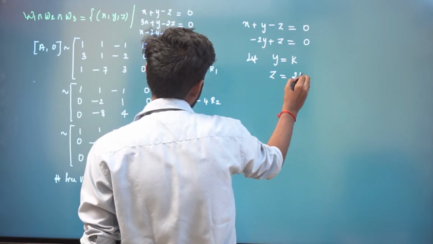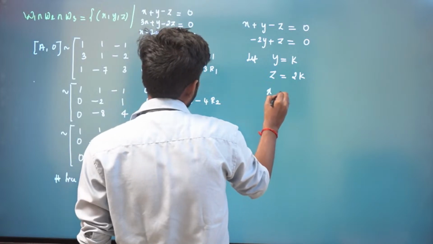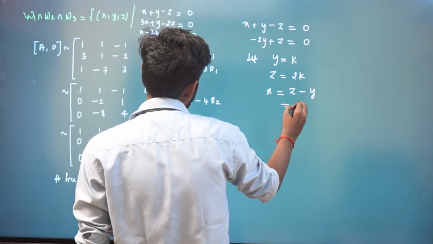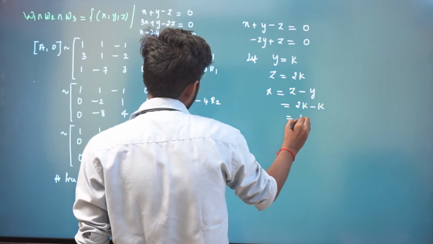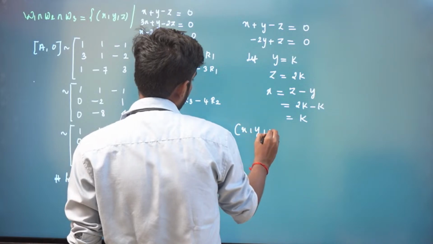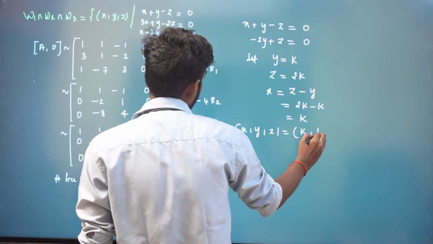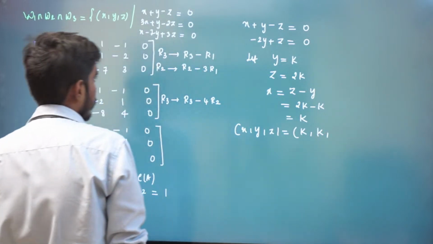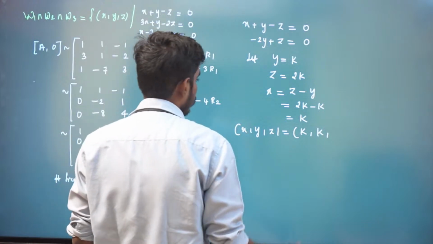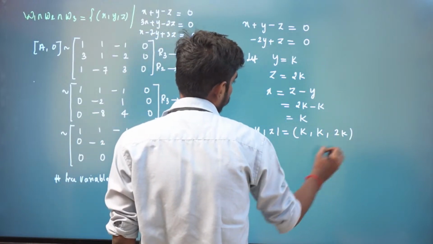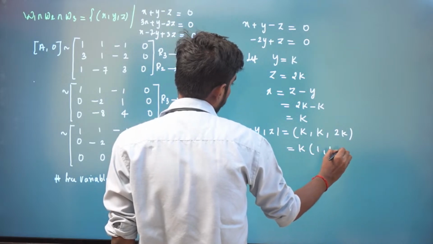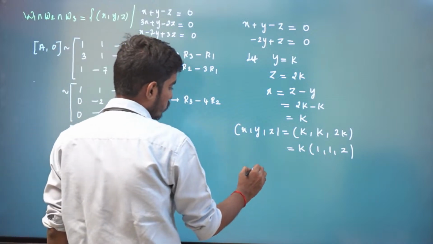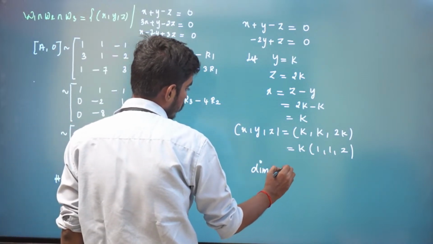So z will be 2k, then x will be what? Z minus y. So 2k minus k. Okay. So the solution space x comma y comma z is given by k comma k comma 2k, since z is 2k and y is k. So you can see it is spanned by 1 comma 1 comma 2, and there is only one linearly independent vector here. So therefore dimension is given by 1.